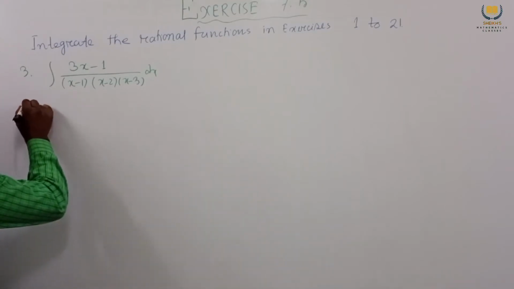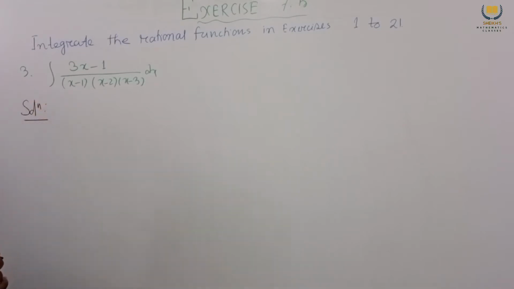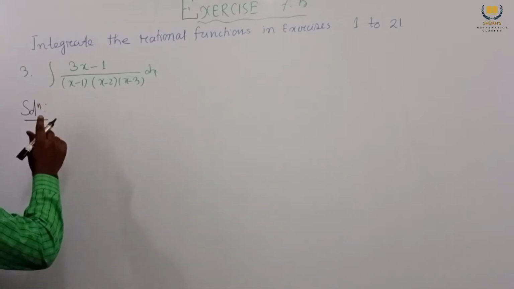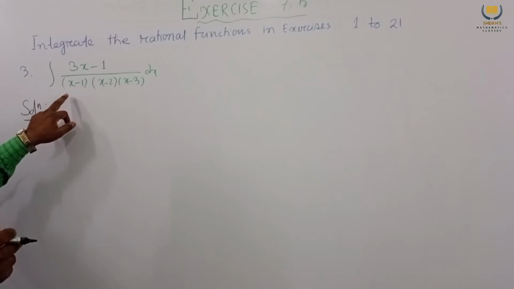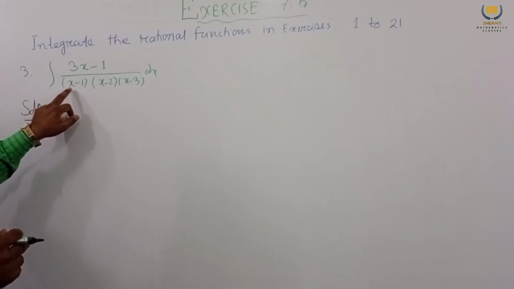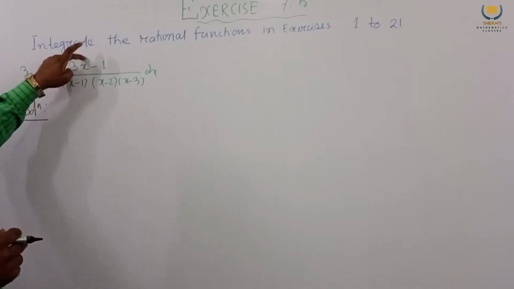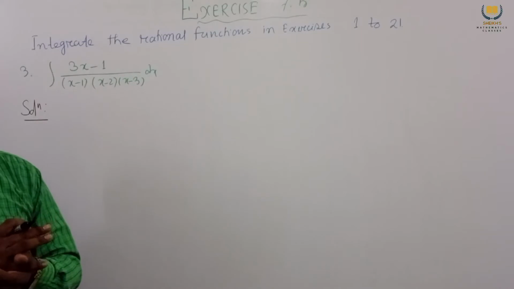Now we consider this. In video number 2, problems number 1 and 2 are done. Now we consider this. So this is partial fraction. First we consider what is the power of x in the denominator: x cube, and the numerator is x. This power 3, this power 2, this is a proper fraction.